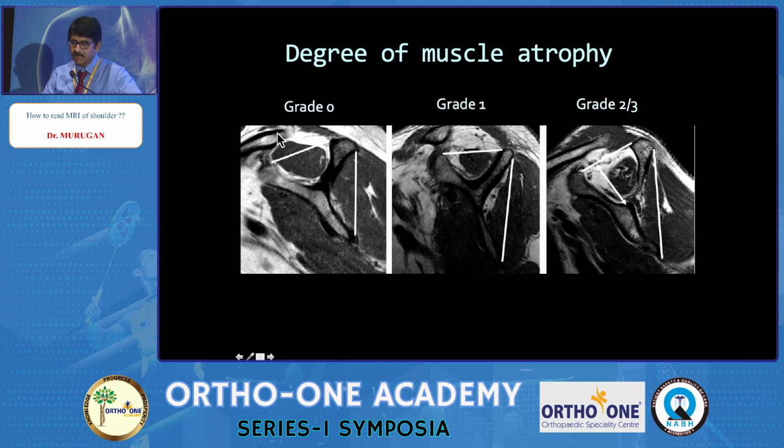If the muscle extends above, generally there is no atrophy, so grade 0. Once it is flush, it is grade 1. If it is below, divide into 2 parts. If it is more than 50%, it is grade 2. Even if it is coming below in the lower half, it is grade 3.